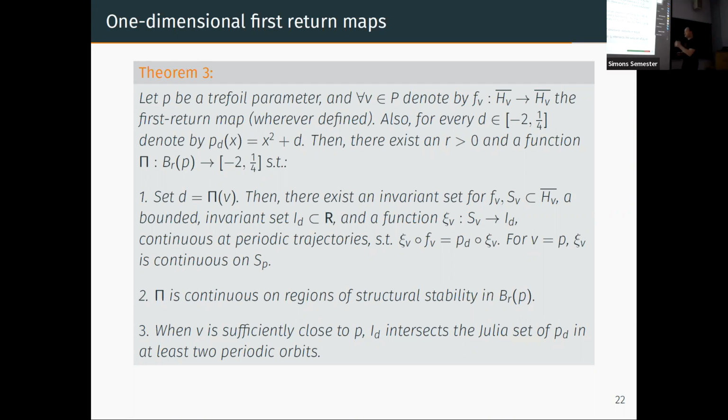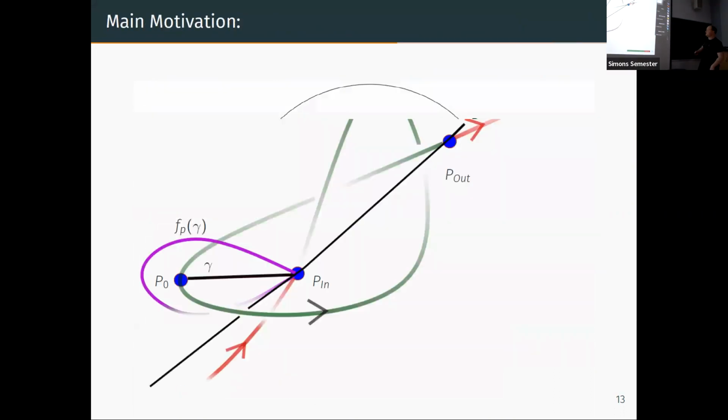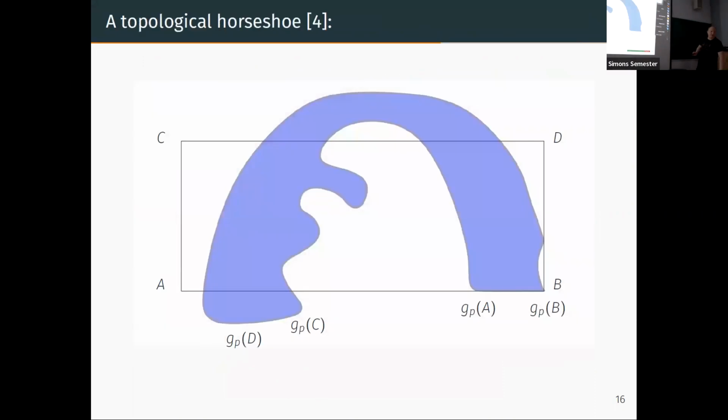Additionally, as far as the continuity of pi goes, it is continuous, at least on the regions of structural stability in that neighborhood. And finally, when the parameter V is sufficiently close to the trefoil parameter, the invariant set for the polynomial intersects the Julia set in at least two periodic points. This is simply a very immediate corollary from the third part of theorem one, according to which the periodic trajectories of the trefoil persist under perturbation, and they do so without changing the minimal period. Anyway, this is it. Are there any questions?